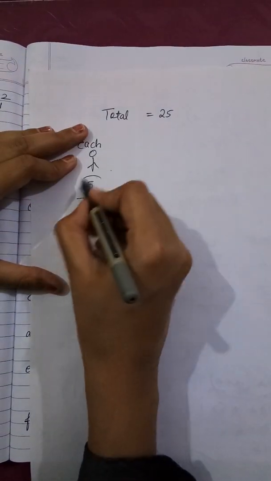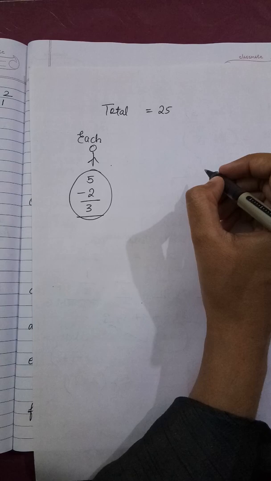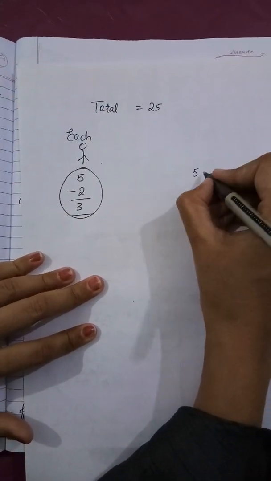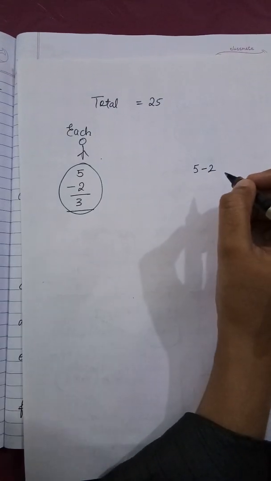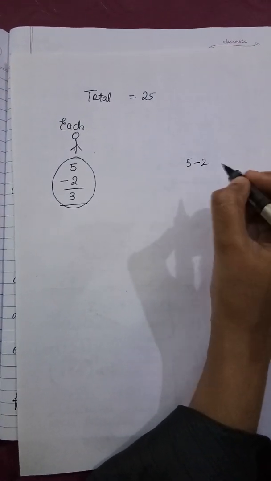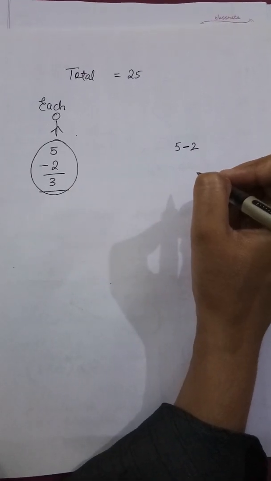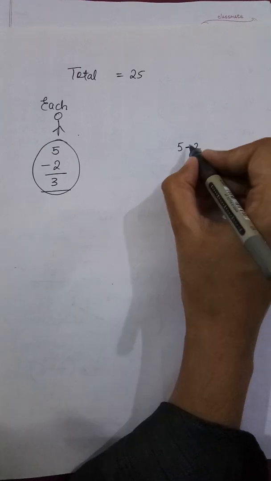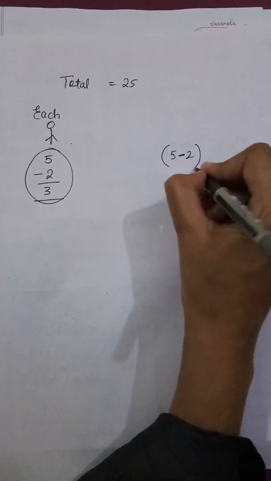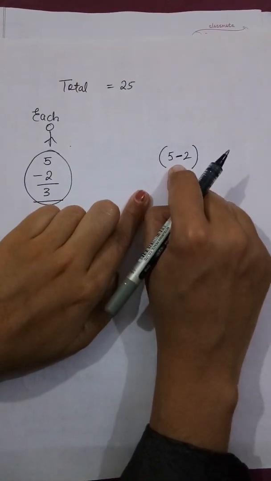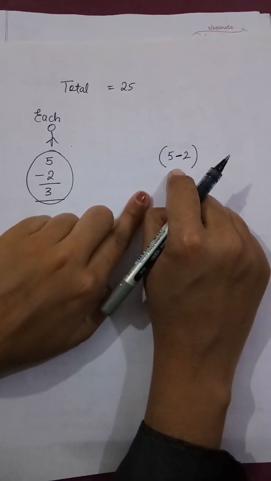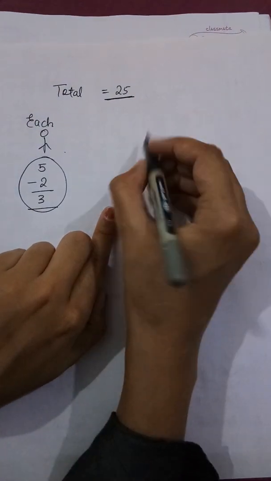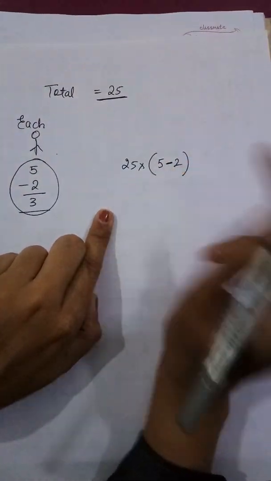Okay, now if I talk about one child, he was having 5 chocolates, he gave 2. If he has given, then the minus sign will come. If he would have taken more, then the sign would have been plus, but since he has given, so minus 2 will come. So this is the number of chocolates remaining with one student. Now total how many were there? 25. So I am going to multiply this 25 with this.